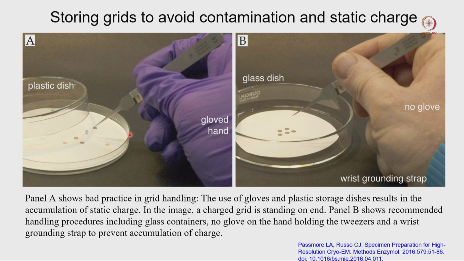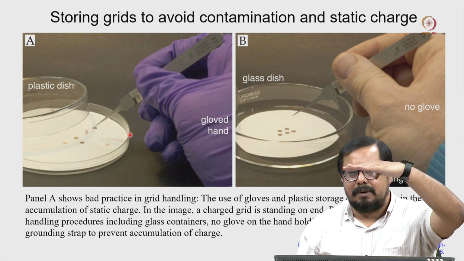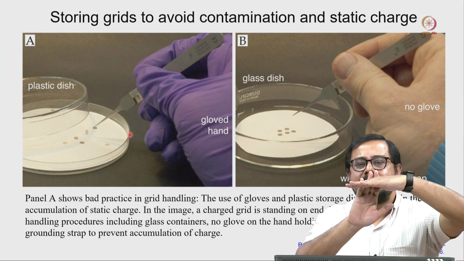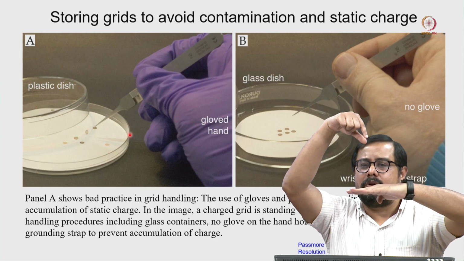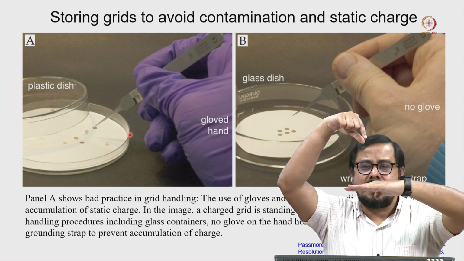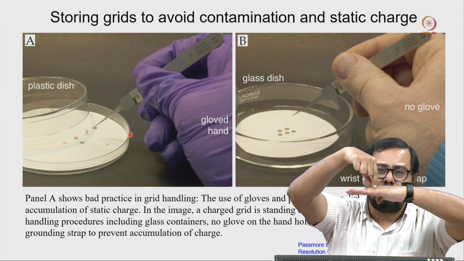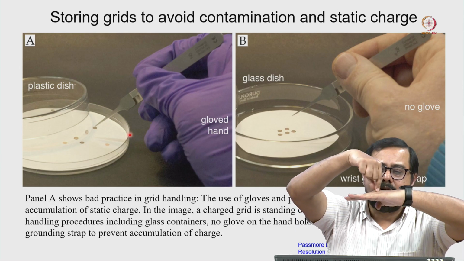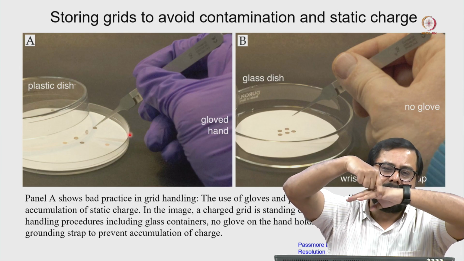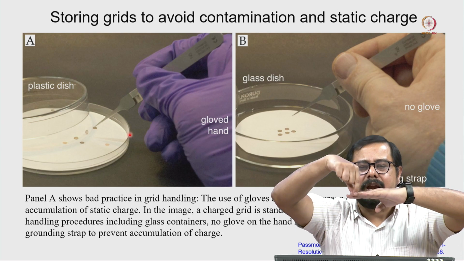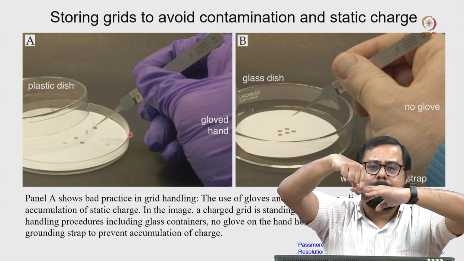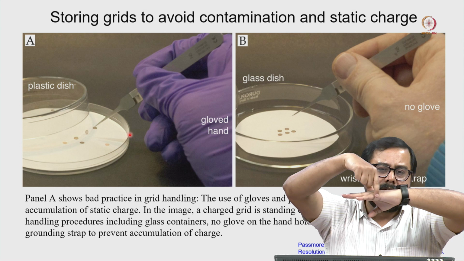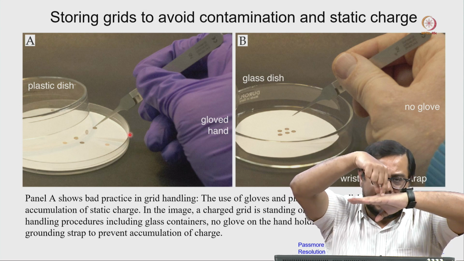So if you look at my hand, consider this is a grid in the petri dish, and this is your tweezer. If you try to pick up this grid like this, what will happen? You will bend that entire grid. Or if you try to take this part, this particular part will be bent. So you cannot pick up your grids like that.